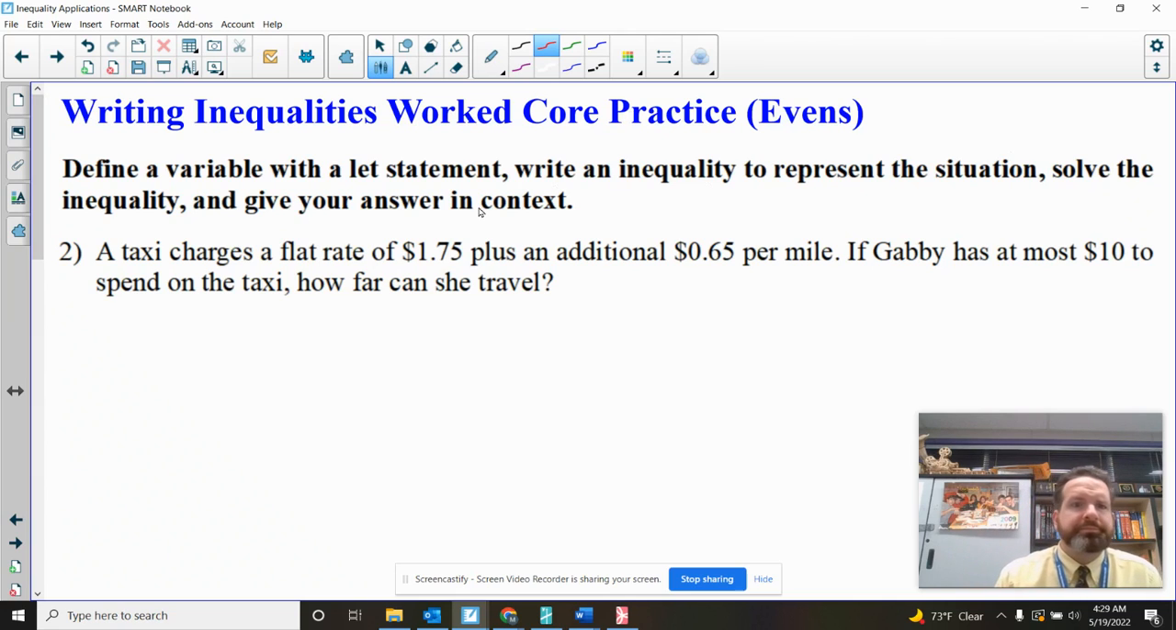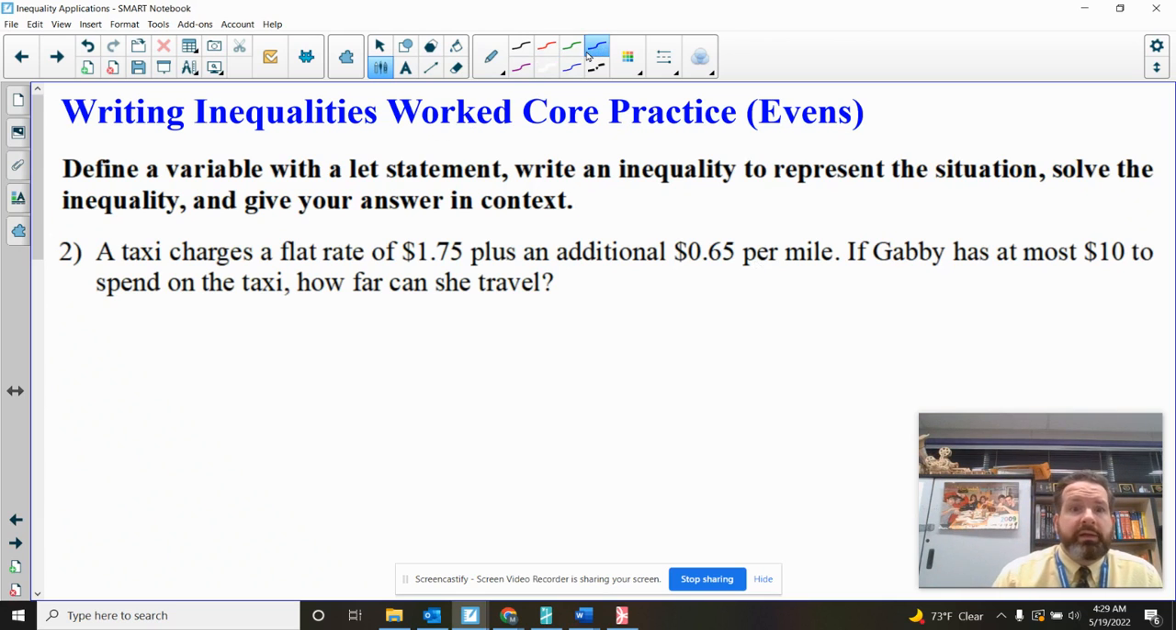Okay, here we go. A taxi charges a flat rate of $1.75 plus an additional 65 cents per mile. So if you just get in the taxi at all, they're charging you that $1.75 to start, and then depending how far you go, there are additional charges. So if Gabby has $10 for the taxi, how far can she travel?